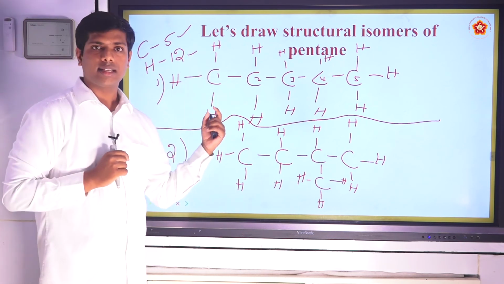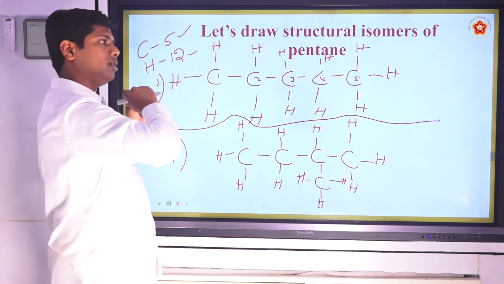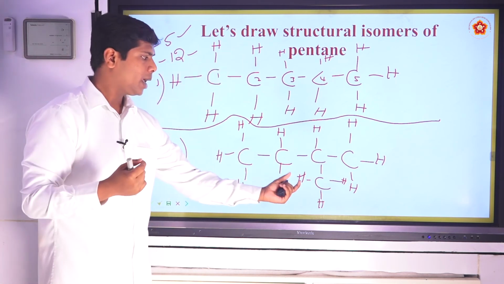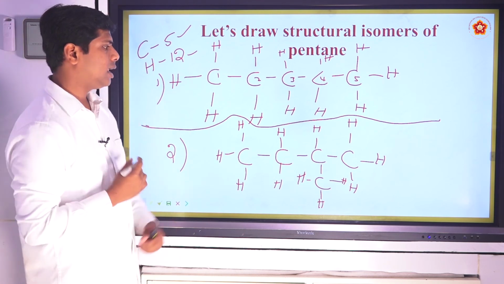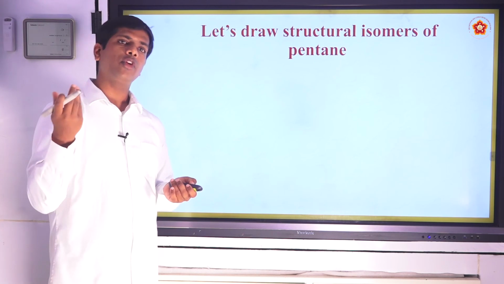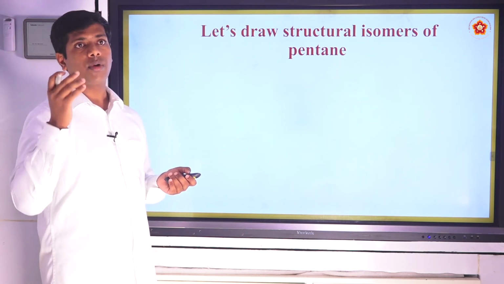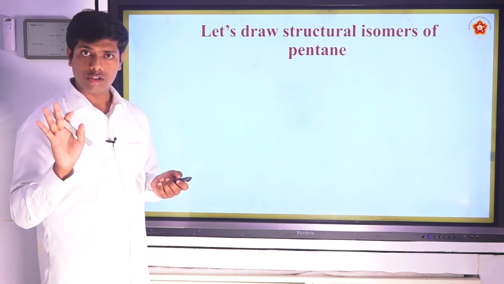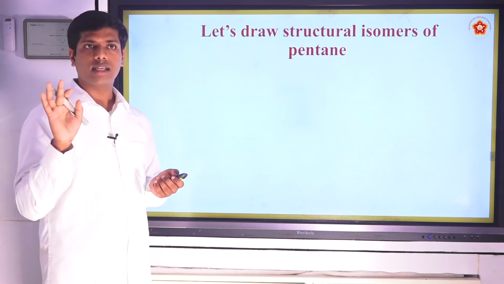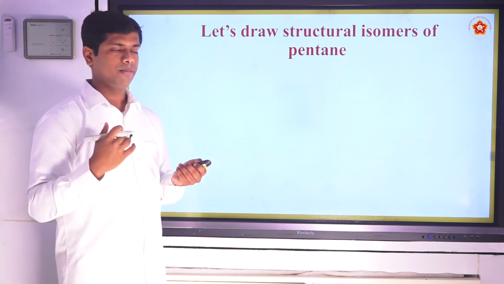You have understood what structural isomerism is. First you have to write the straight chain, second you have to write the branched chain. This is structural isomerism. You can practice this at home, and you can also practice structural isomerism for hexane. You can draw the isomers for hexane in your homework.